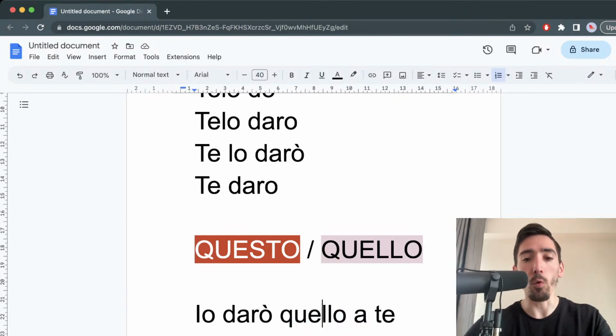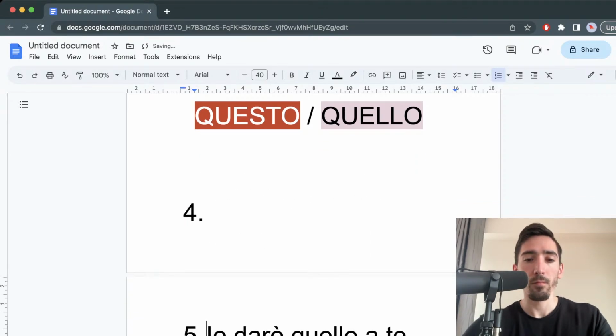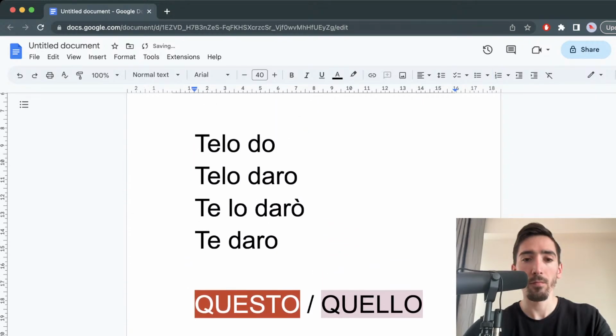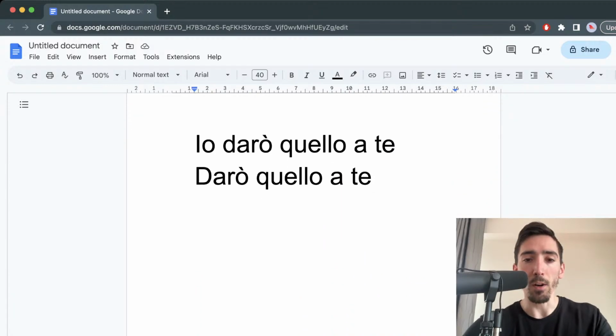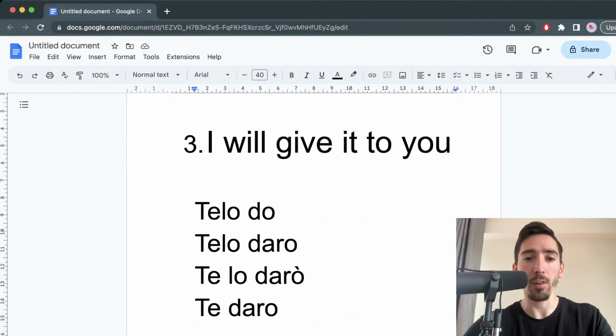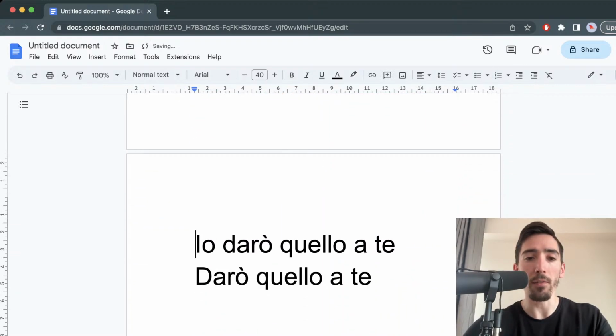The weak form for quello is lo. Darò quello a te. Okay. Darò quello a te. Let's just copy this down so that we have everything on the same page.